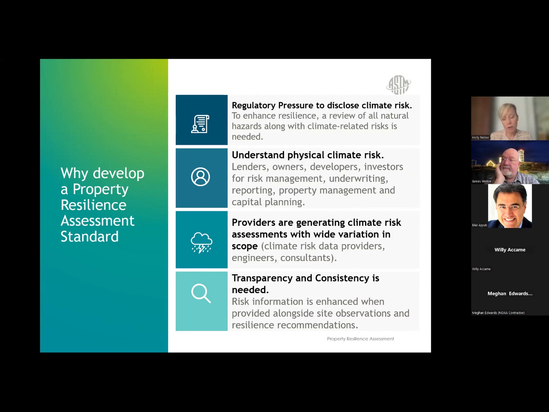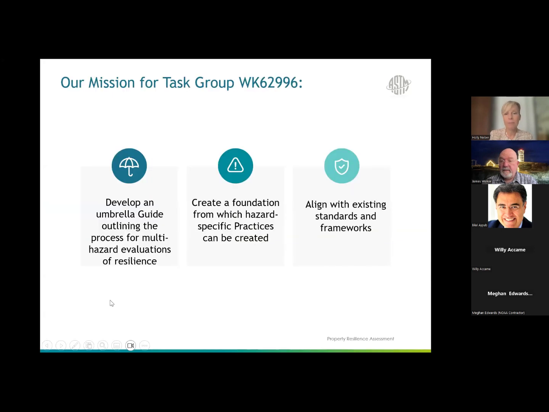And I think there's also perhaps a lack of clarity about how much uncertainty should be acknowledged within those reports. So ASTM does have an ability, especially in the case of a guide, which is what we put together, to provide a common language and help provide transparency and consistency to the market with the guide that we put together.